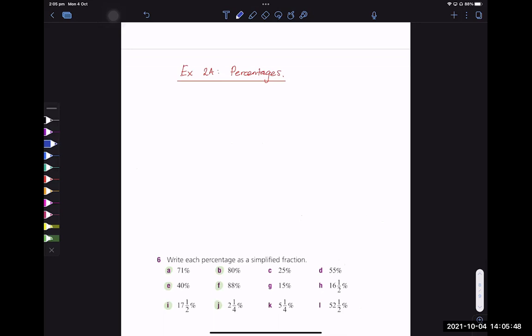Now, what's going on here? What do they want us to do for question change number 6? To find a fraction. Yeah, so what are we starting with? With the 71% percentage. Nice, okay, so we're starting with a percentage and we want to go to not just any fraction, it has to be a simplified fraction. So I'll just write fraction here, but I'm just going to put in a bracket simplified.